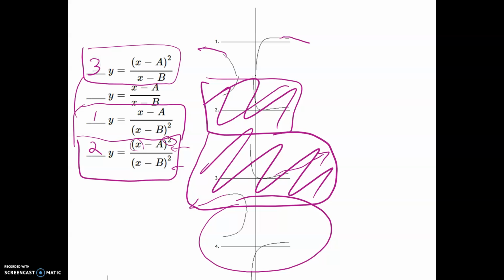So that leaves us with 4, but why would this one, x minus a over x minus b, be 4? Well, remember, if they have the same degree, then the horizontal asymptote has to be the ratio of the leading coefficients. So that's got to be the line y equals 1, that horizontal asymptote there.